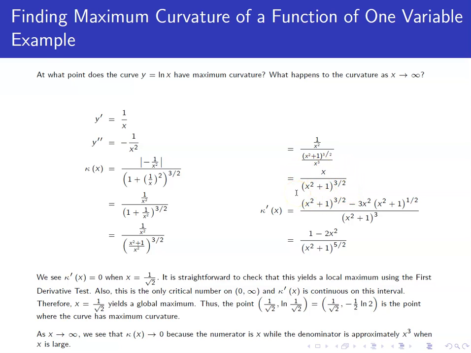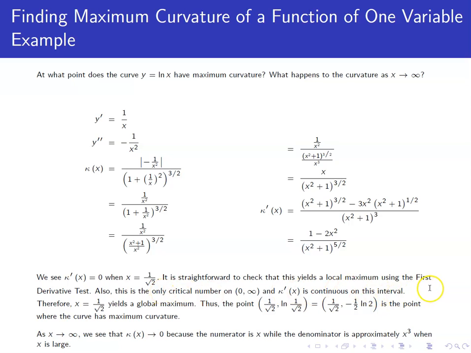In order to find a maximum of a function, we need to take a derivative. Here's the derivative using the quotient rule. This derivative simplifies to 1 minus 2x squared over x squared plus 1 raised to the 5/2. Looking when a fraction is equal to 0, that's when the numerator is equal to 0. We see that the numerator is equal to 0 when x is 1 over root 2. We don't need to worry about the negative 1 over root 2 because that is not in the domain of our original function. Only 1 over root 2 is.